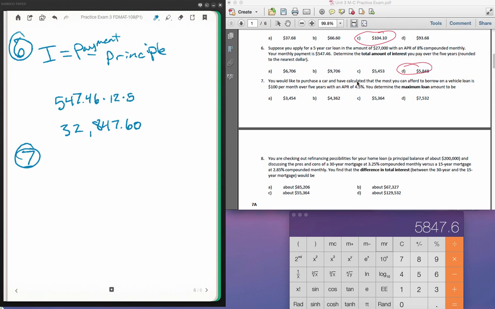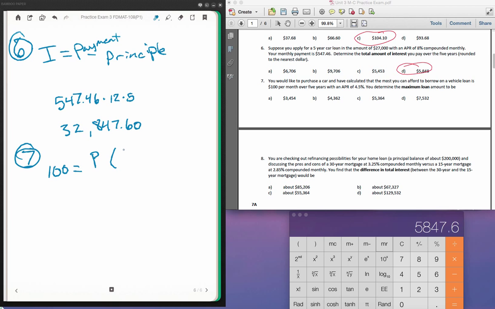You would like to purchase a car and have calculated that the most you can afford to borrow on a vehicle is $100 per month for 5 years with APR 4.5%. You determine that the maximum loan amount therefore should be... so we know our payment, but we don't know how much we can borrow. So we're going to use the payment formula, but work backwards, where we're looking for P. In this case, we want our payment to be $100, and we're looking for our P.